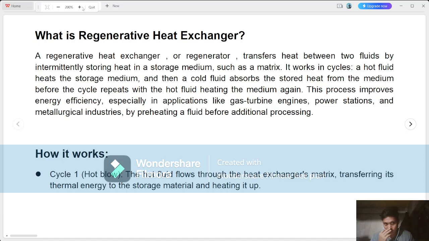Hello everyone. Here to report topic 3, which is regenerative heat exchanger.